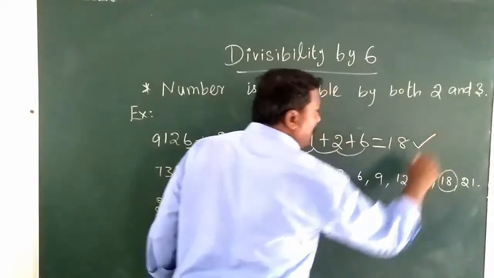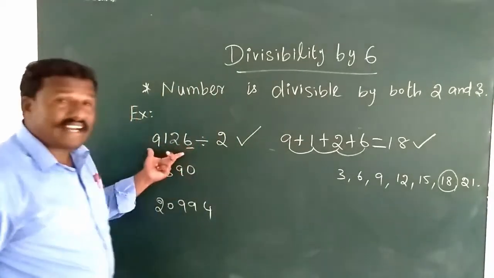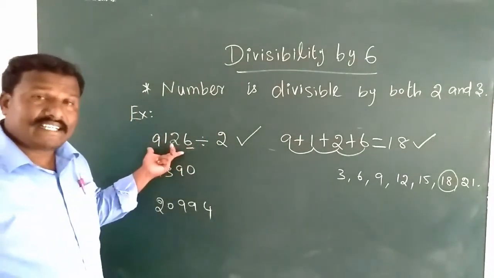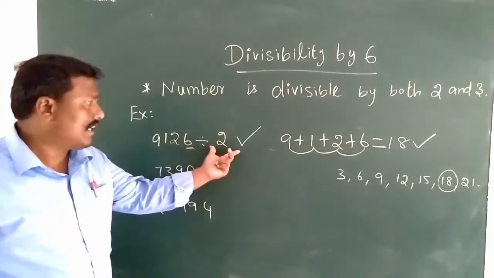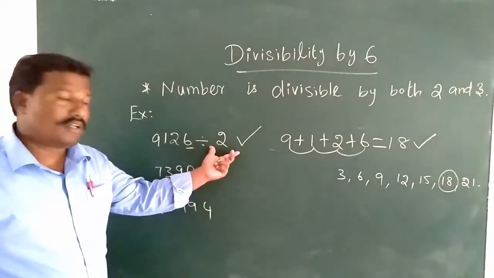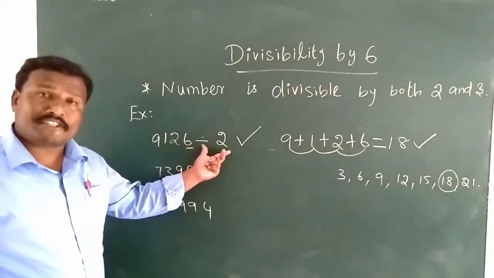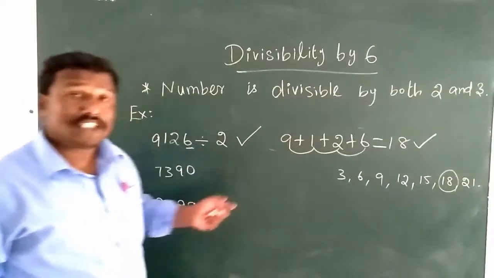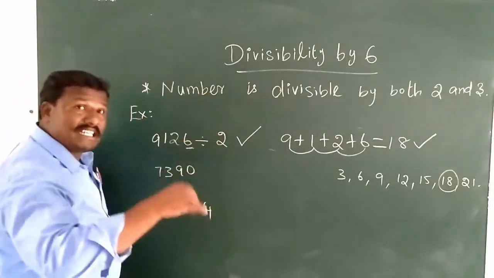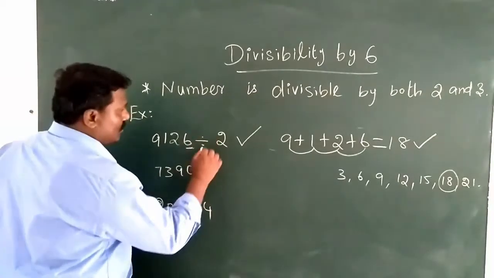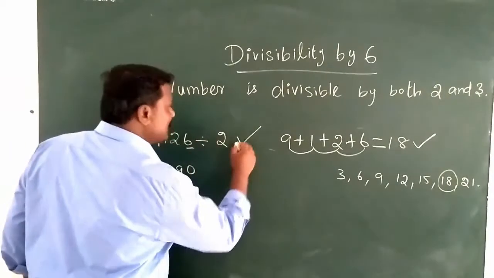So the number 9126 can be divisible by both 2 and 3. I know the divisibility rules. The number can be divisible by 2 and 3, so that is why I can say the number can be divisible by 6 also.